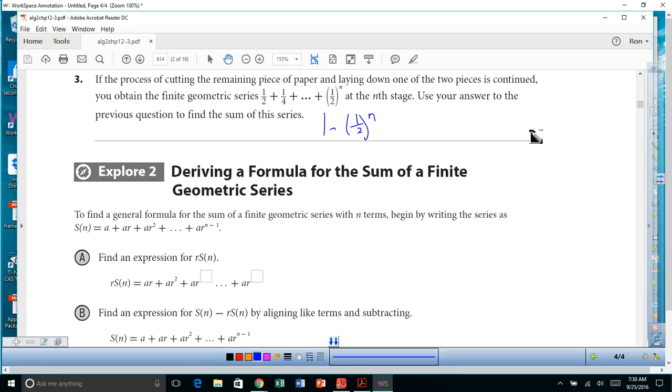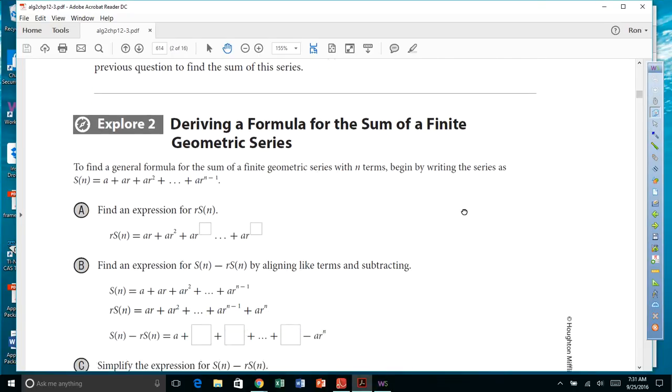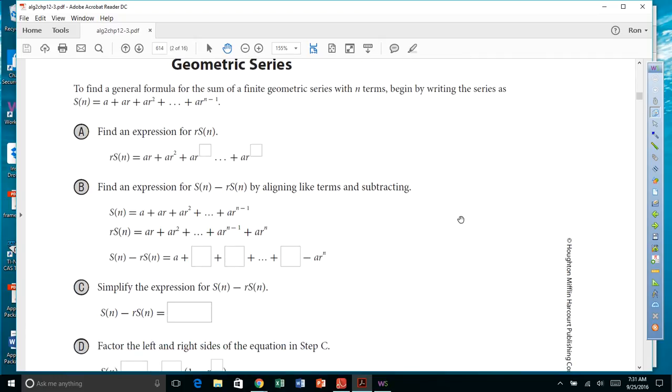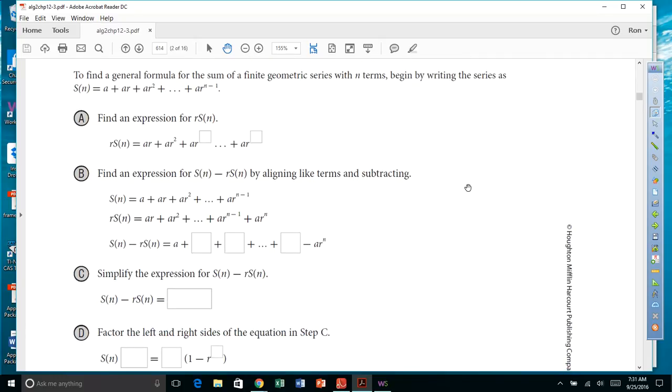Deriving a formula for the sum of a finite geometric series. To find a general formula for the sum of a finite geometric series with n terms, begin by writing the series S of n equals a plus ar plus ar squared plus ar to the third plus and so on, ar to the n minus 1.